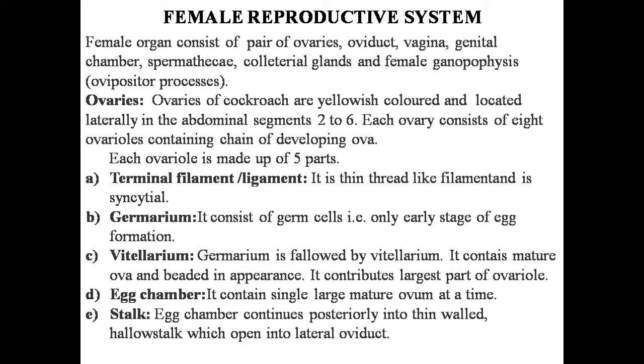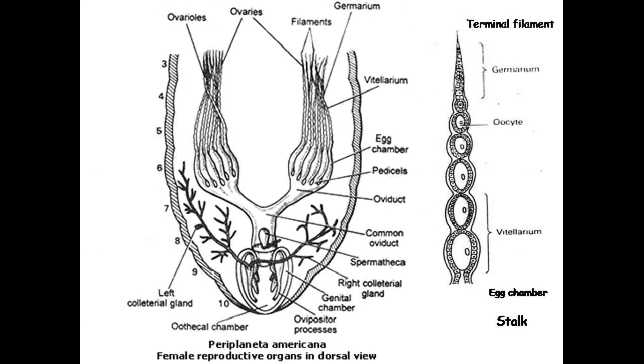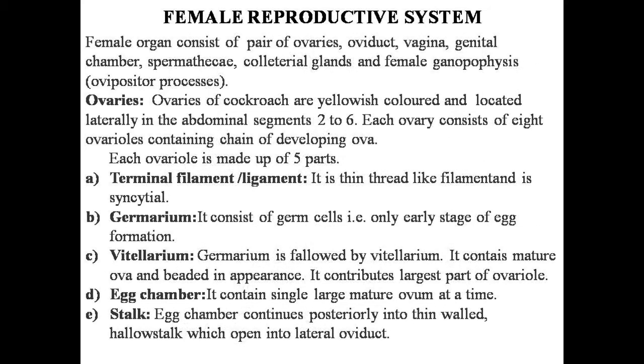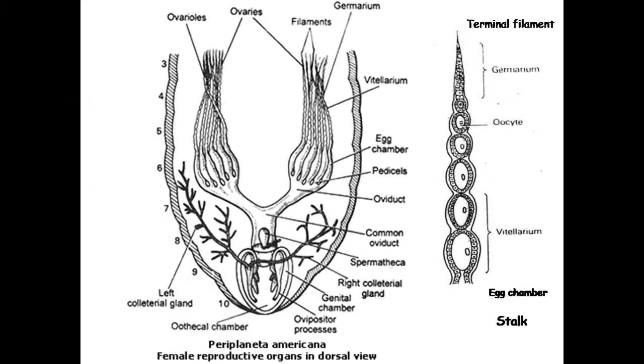The next part is the egg chamber. When the egg gets mature, it comes to the egg chamber. It contains a single large mature ovum at a time. The last or fifth part of the ovariole is the stalk. The egg chamber continues posteriorly into a thin-walled, hollow stalk which opens into the lateral oviduct.